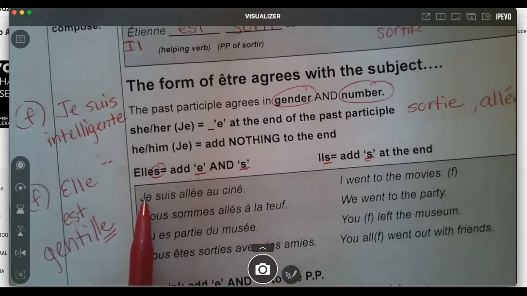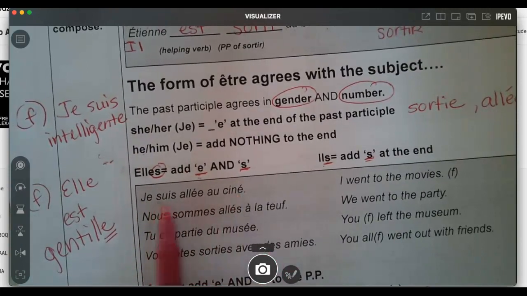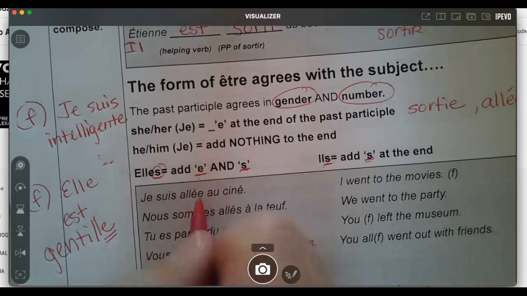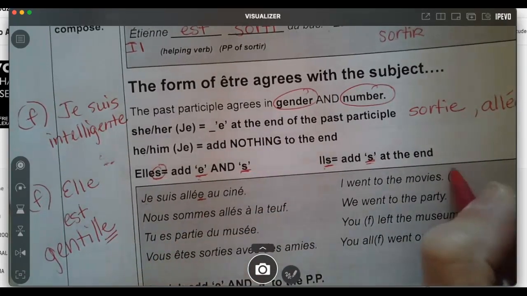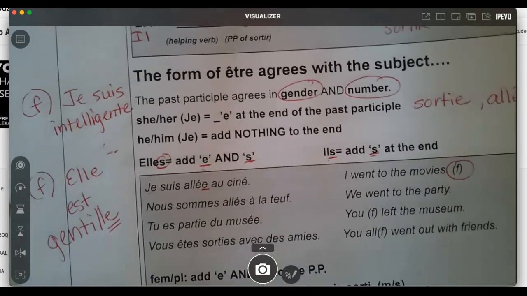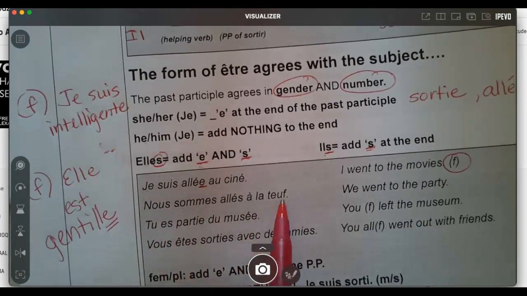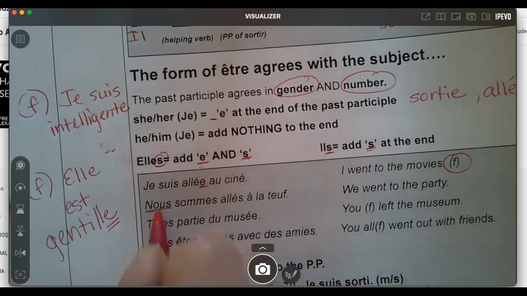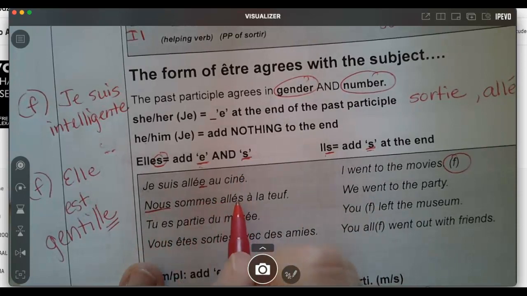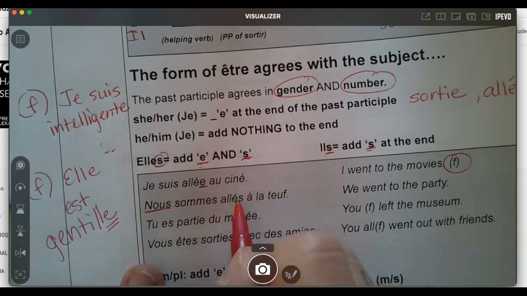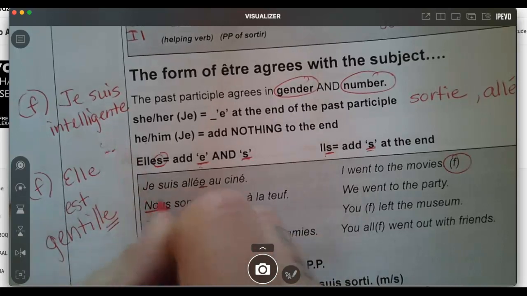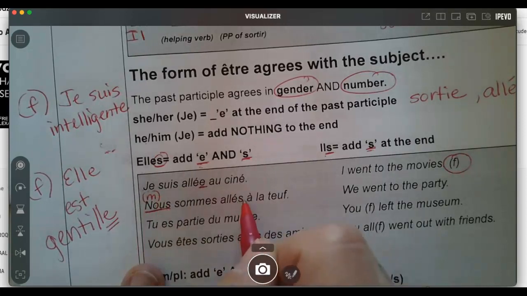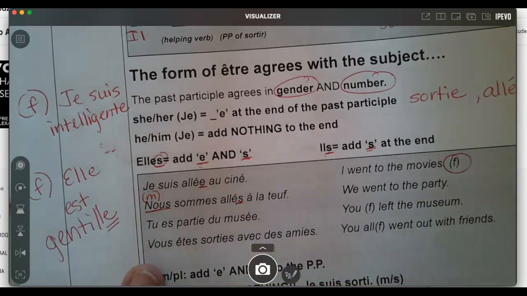So, je suis allée au ciné. I went to the movies. We know that this je is a feminine, is a she, her, because of this extra E there, that makes it feminine, okay? Nous sommes allés à la teuf. We went to the party. Nous sommes allés. So we have a we. We don't know if it's she or her until we look at this. There's no extra E, so I know that all of these we people must be he, hims, or theys, but there are a lot of them, so we have to add the S.